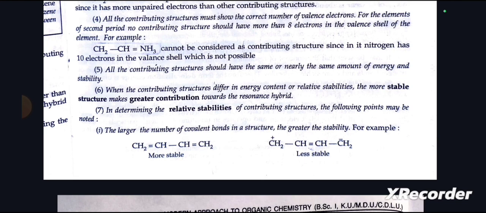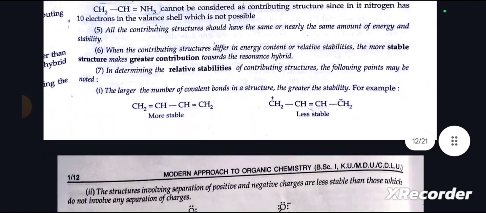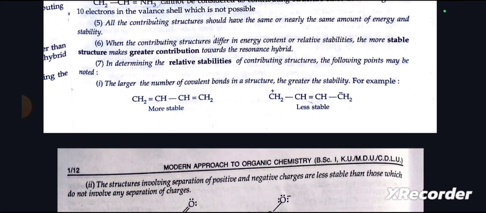Fifth, all the contributing structures should have the same or nearly the same amount of energy and stability. Sixth, when the contributing structures differ in energy content or relative stability, the more stable structure makes a greater contribution towards the resonance hybrid. Seventh, in determining the relative stabilities of contributing structures, the following points may be noted. First, the larger the number of covalent bonds in a structure, the greater the stability.